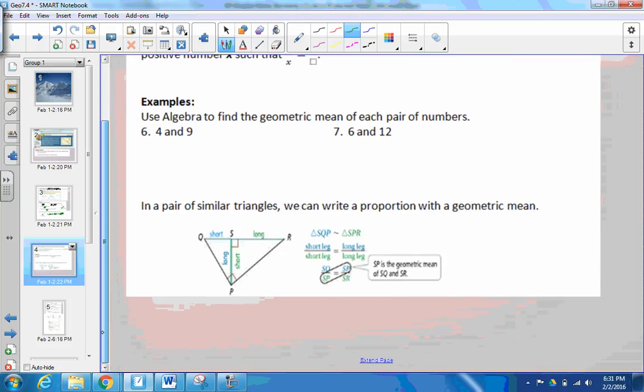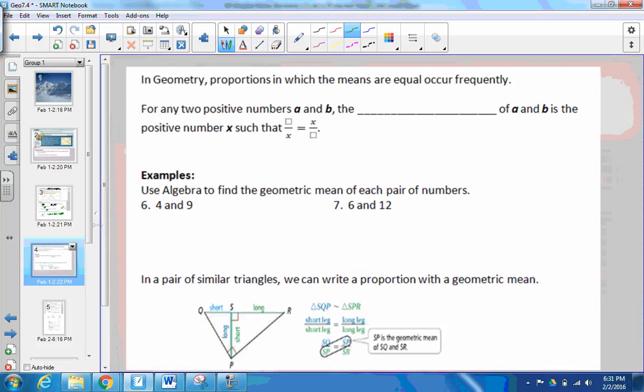Actually, I have a couple examples first. So we've learned about proportions, and proportions in which the means are equal occur frequently. That means when we're dealing with the means and the extremes, the extremes would be the top left and the bottom right parts. So we're looking right here. This would be the extreme. So when the means are equal, those two other ones, that actually happens pretty commonly. For instance, 1 over 2 equals 2 over 4. The means are the same.